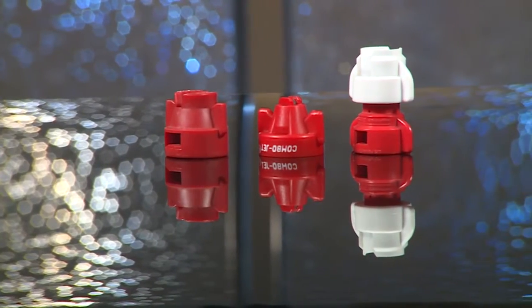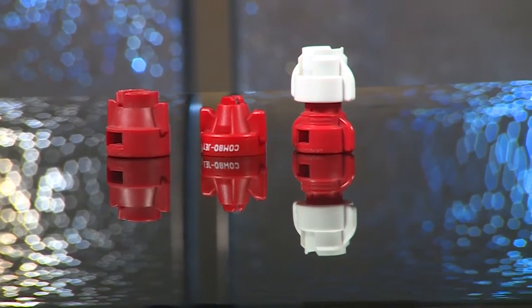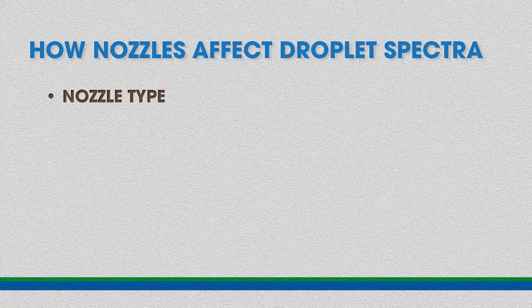We've been discussing how important droplet size is to making both an efficacious application and minimizing the risk of drift. Now we're going to talk about the nozzle, how the nozzle type, size, and pressure impacts the droplet size spectra created during the application. There are three primary ways that the nozzle affects the droplet size spectra. The first way is the nozzle type chosen. There are different types of nozzles and they make different sizes of droplet spectra.